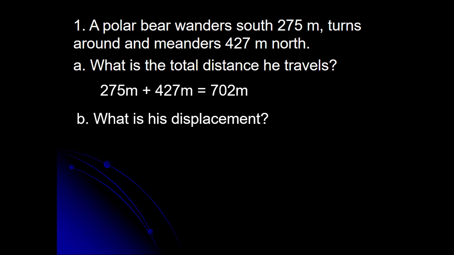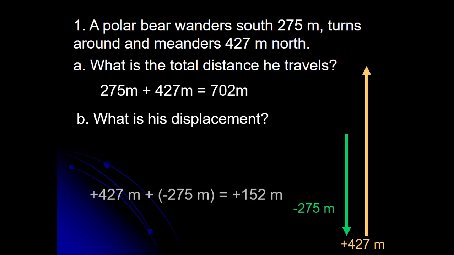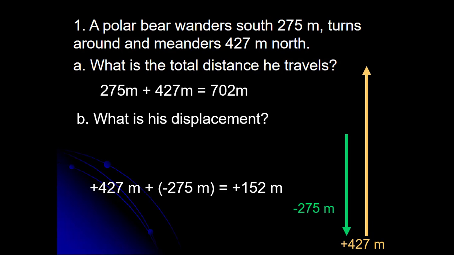Now what about his displacement? He's traveling to the south, negative 275 meters. Now typically we say south is negative. We could totally make this positive. That would be fine. That's just going to change our signs. But then he turns around and he goes 427 meters in the other direction. So he actually passes where he started. Now again, these are going in opposite directions. So we're essentially going to subtract them. We have 427 meters minus 275 meters. That's going to give us his displacement of 152 meters on the positive side of where he started.